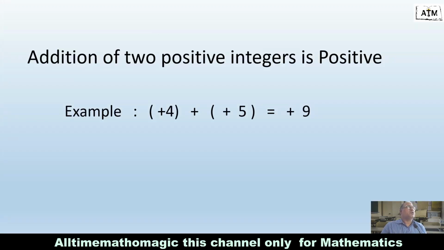Addition of two positive integers is positive. That means if you are adding plus 4 and plus 5, the result is positive, because plus 4 is a positive integer, plus 5 is a positive integer. If you are adding two positive integers, you have to get a positive integer. That is, addition of two positive integers is also a positive integer. So plus 4 plus 5 equals plus 9. This is an example.